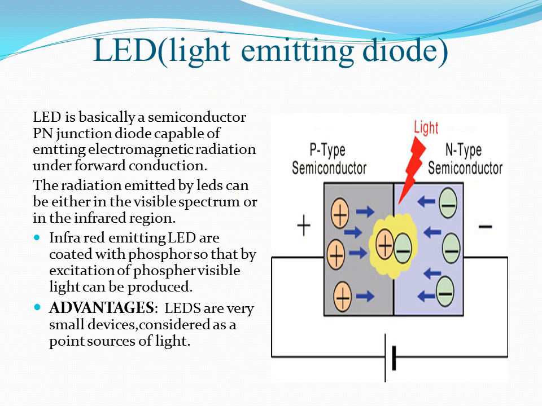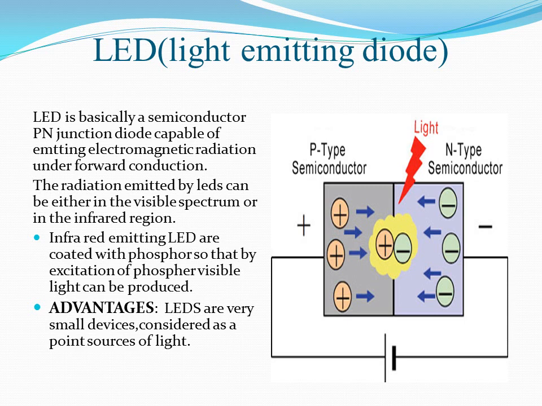Now the next topic is the light emitting diode, LED. LED is basically a semiconductor PN junction diode capable of emitting electromagnetic radiation under forward conduction. So it is nothing but a combination of P and N type material. The radiation emitted by LEDs can be either in the visible spectrum or in the infrared region. Infrared emitting LEDs are coated with phosphor so that by excitation of the phosphor, visible light can be produced.